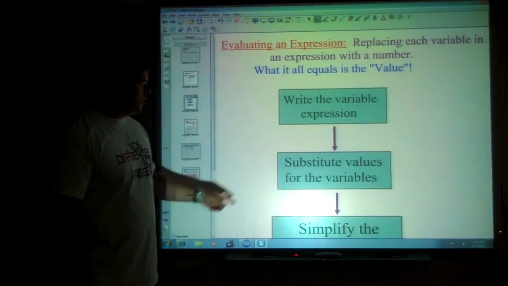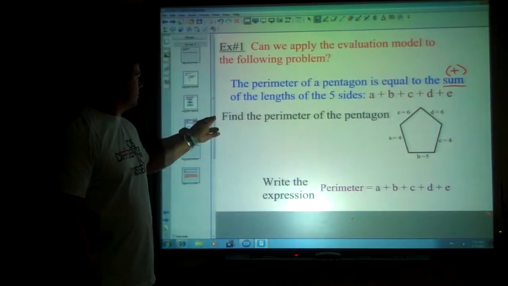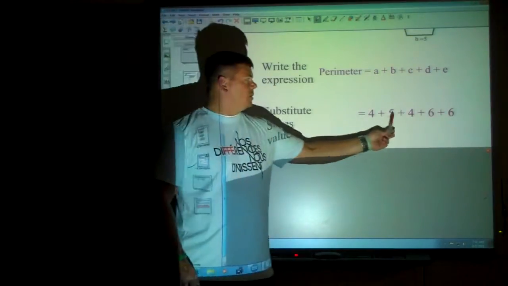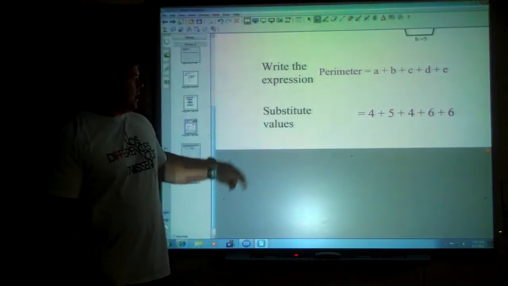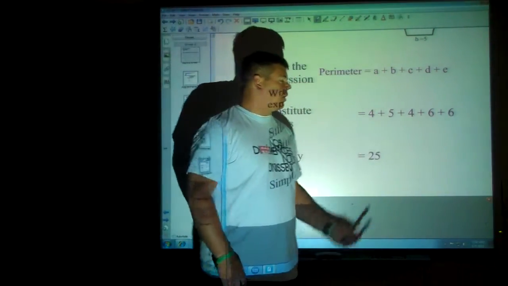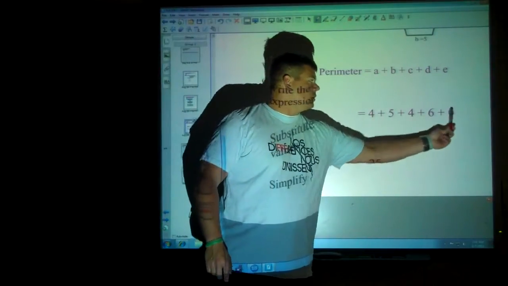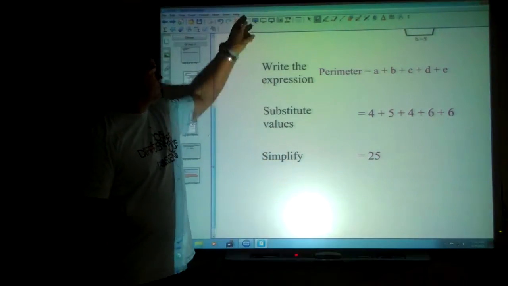Step 2, substitute values in for the variables. Since we have those values that are given to us, we can plug those in. A was 4, B was 5, C was 4, D was 6, E was 6. And the last step, we would simplify. Because it's all addition, we can add from left to right. 4 plus 5 is 9, 13, 19, 25. 25 is our value for the problem.